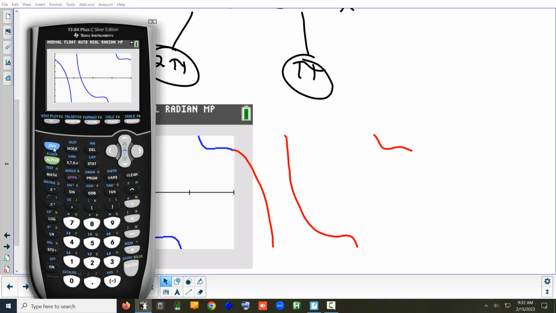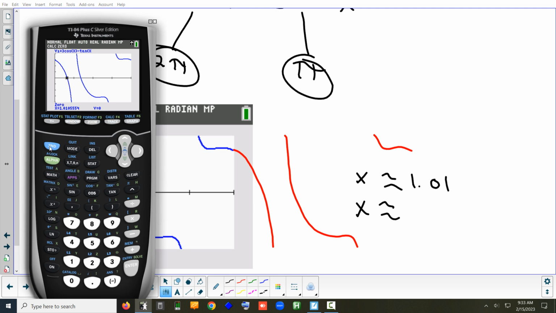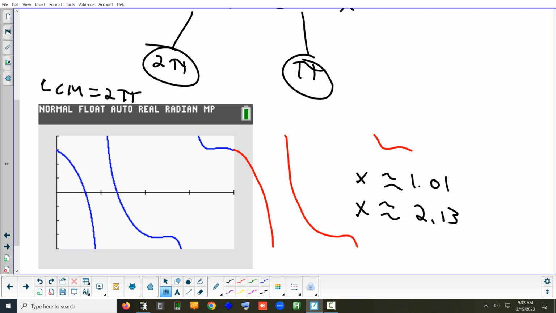All right, let's find our 2 answers. So second calc, 0. You can't do both at the same time, so you have to pick one at a time. So your first one is 1.01. And the second one is second calc 0. I think I'm okay, just barely. 2.13. And what we have found is these 2 answers.